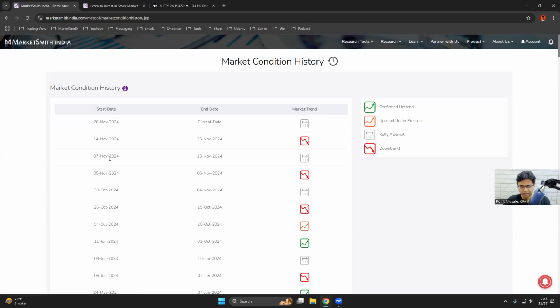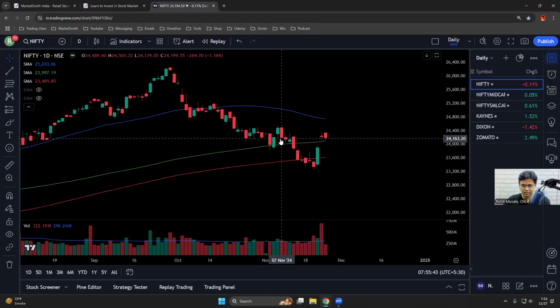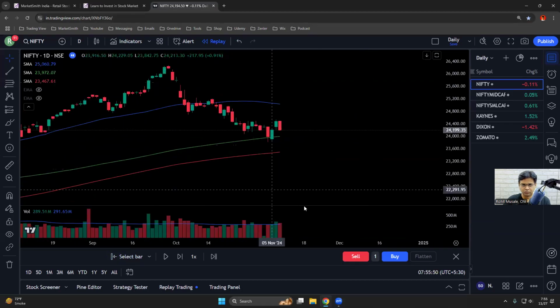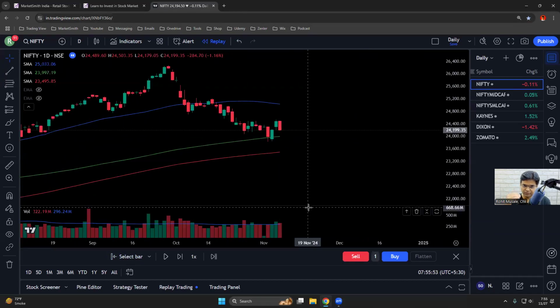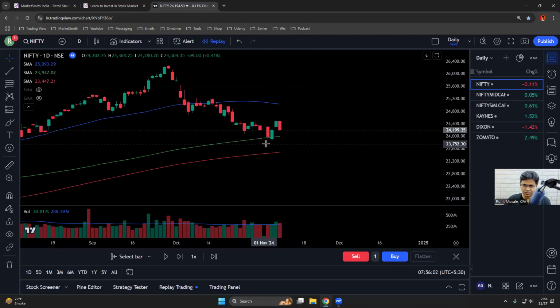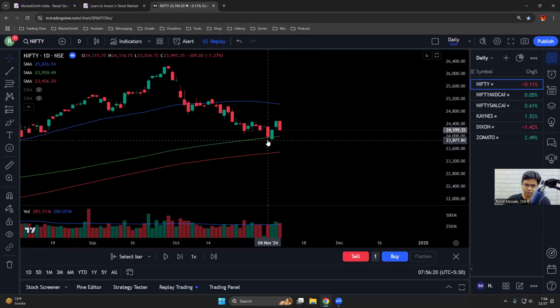Whereas what was it? 7 November to 13 November. So let's go to 7 November. So this is 7th of November. So let me hide this. Now tell me what's the latest low in the market. The low of this candle is the latest low in the market. After that, you have three consecutive candles which have closed above the low of this candle, right? So that is why on 7th of November, the rally attempt begins. So basically, after the low is formed, you have to wait for three candles. All three candles must close above the recent low.